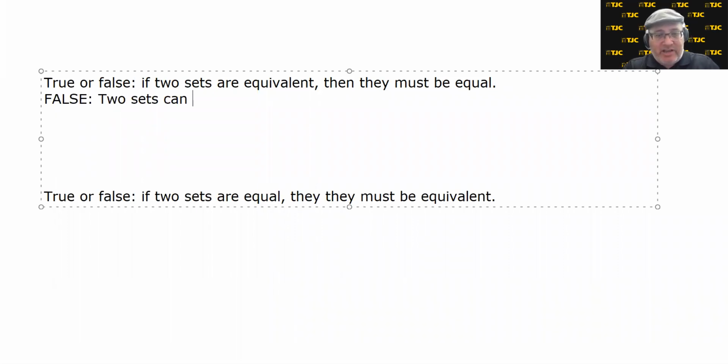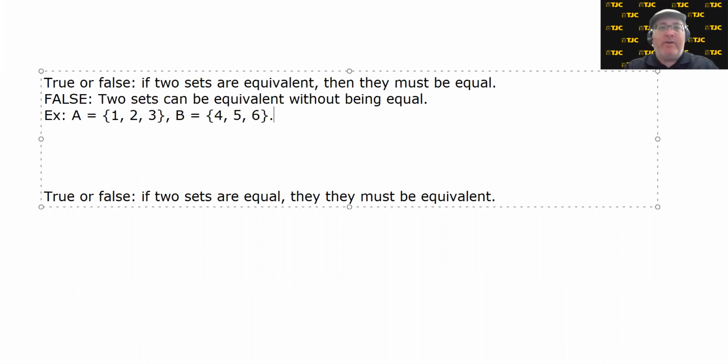2 sets can be equivalent without being equal. I'll just give a real quick example. A equals the set 1, 2, 3. B equals the set 4, 5, 6. Are they equivalent? Yes, they both have the same number of elements, 3 elements. Are they equal? Clearly not. The set A contains the number 1, the set B does not. Remember, to be equal, the elements have to be exactly the same.